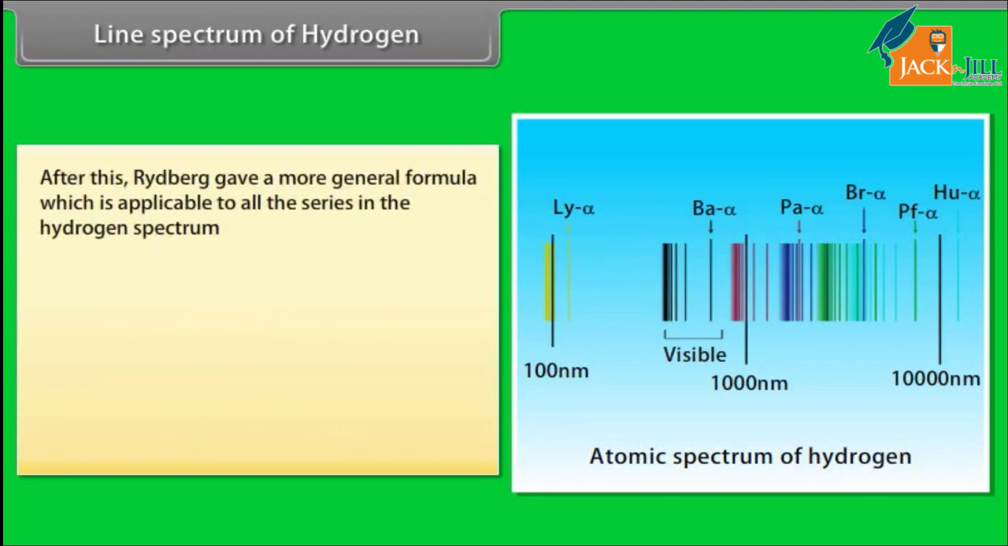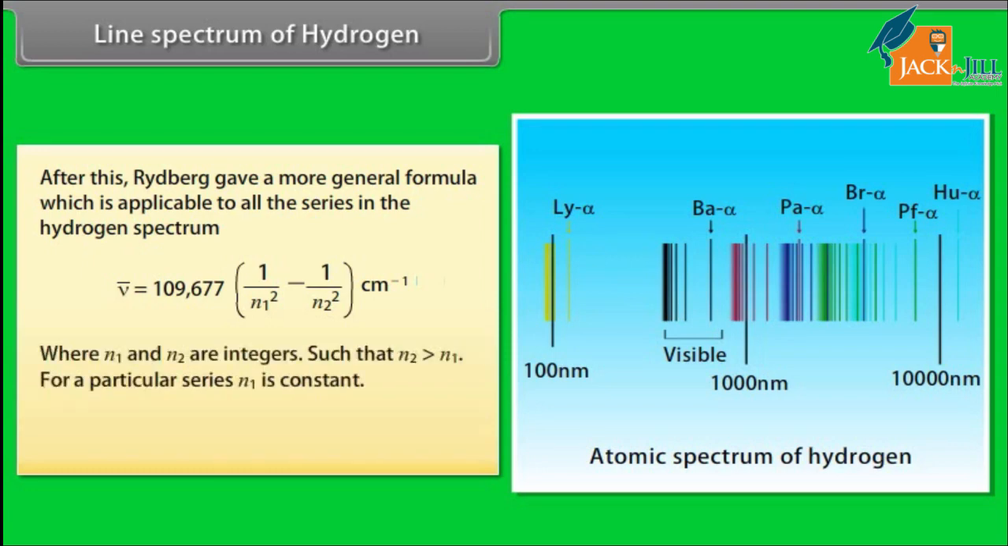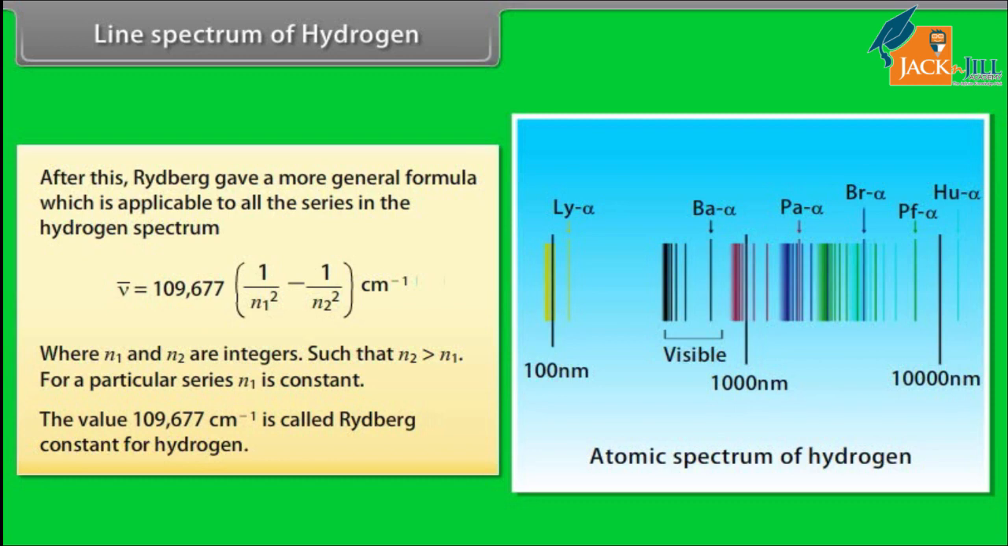After this, Rydberg gave a more general formula, which is applicable to all the series in the hydrogen spectrum. Wave number is equal to 109677 into (1 by n1 square minus 1 by n2 square) per centimeter, where n1 and n2 are integers, such that n2 is greater than n1. For a particular series, n1 is constant. The value 109677 per centimeter is called Rydberg constant for hydrogen.